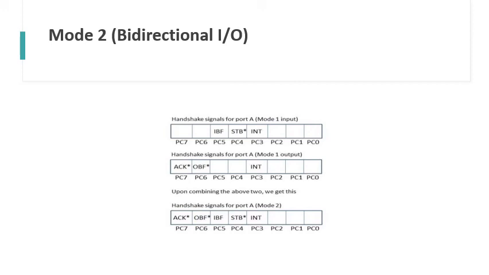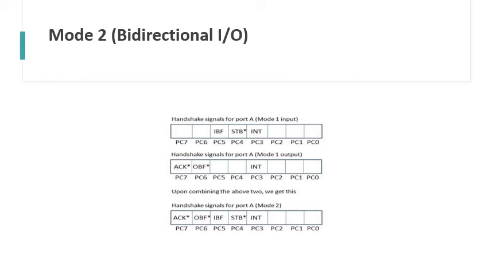Since data transfer is bidirectional in mode 2, the handshaking signals required are also more. There are 5 handshaking signals required for port A to function in mode 2. These are provided by port C pins PC3 to PC7. The remaining 3 pins can function as handshaking pins for port B working in mode 1, or can function as normal IO pins if port B is programmed to work in mode 0.